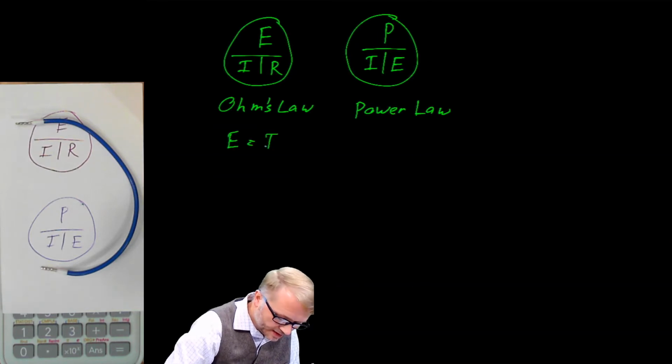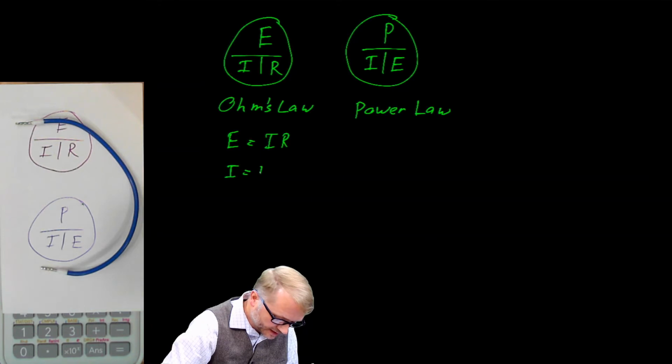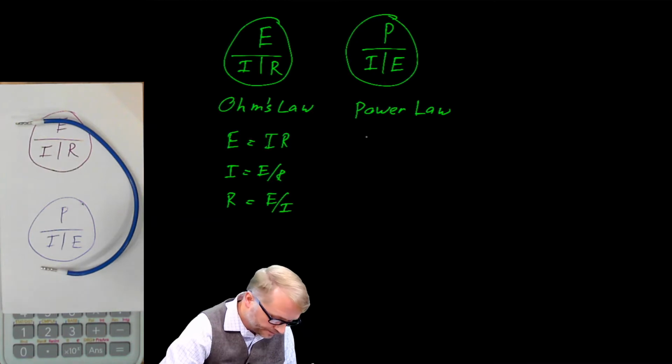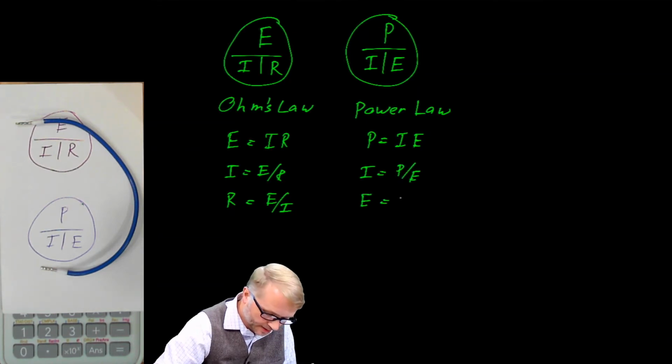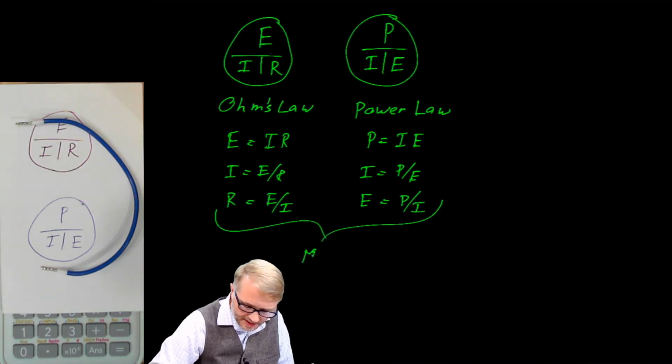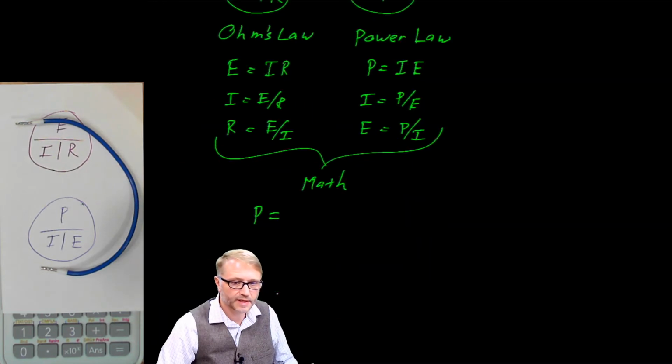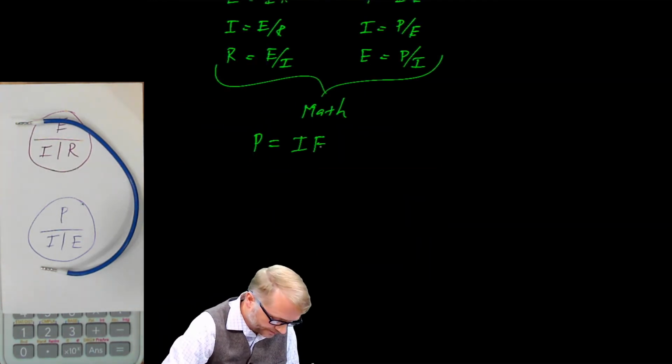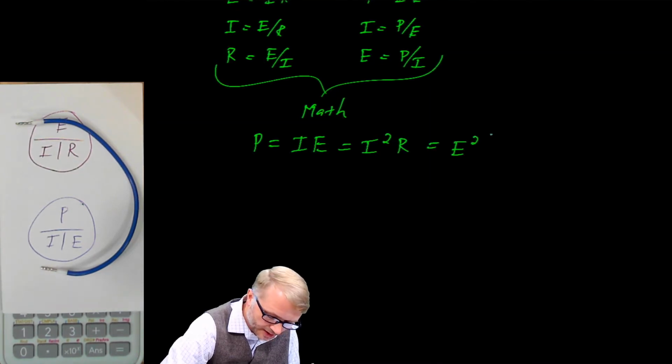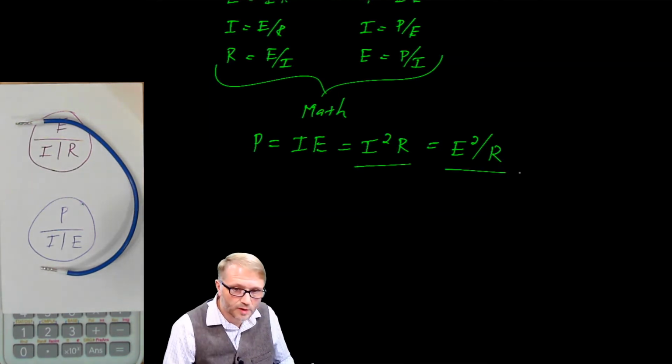Using the cover-up method, E equals IR, I equals E divided by R, R equals E divided by I. Power is equal to IE. I is equal to power divided by voltage, and voltage is equal to power divided by current. I believe we talked about the mathematical manipulation you can do, and you'll end up with power. Let me get that up so you can see it. Power is equal to IE is equal to I squared R is equal to E squared divided by R. These two forms can save you a bit of work.